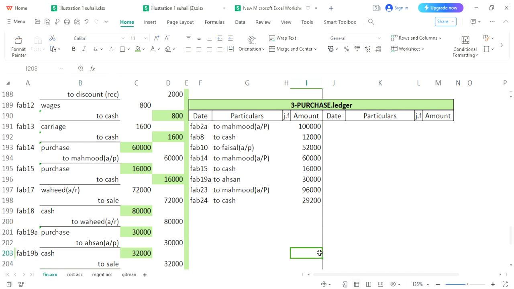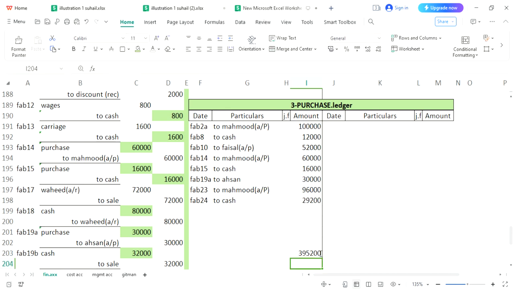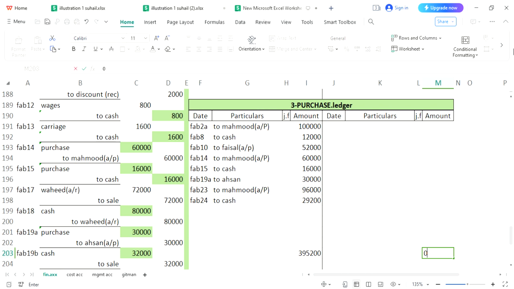It's time to calculate its balance. So we will follow the same steps. The first step is to calculate the sum of both sides. I'm taking help from Excel and asking Excel to calculate the sum of the debit side, which is 395,200, and to calculate the sum on the credit side. It would be 0 as nothing is mentioned on the credit side.